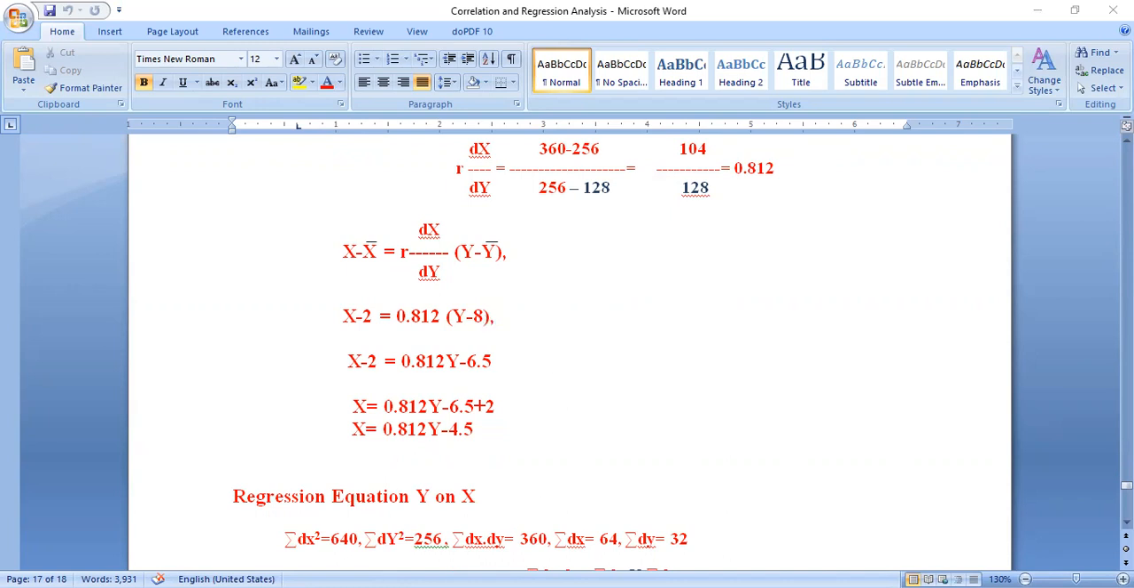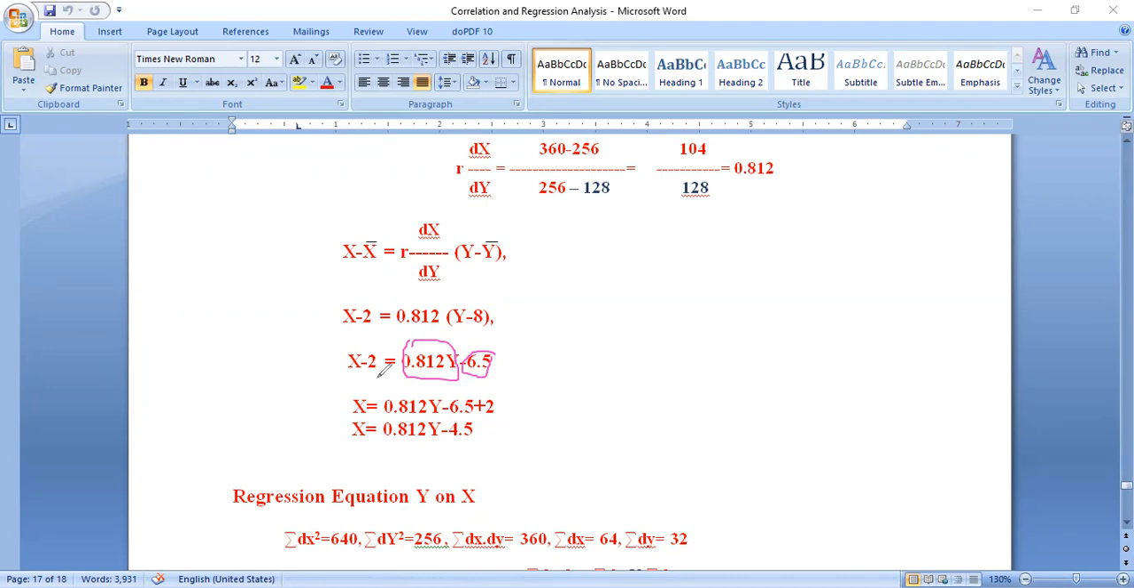Okay, these calculations we need to do here. First of all we have to do this one. You see this one, 0.812 into y into 8, then you got these values. Okay, this one we got. Then after that, 0.812 into 8, that is 6.5.